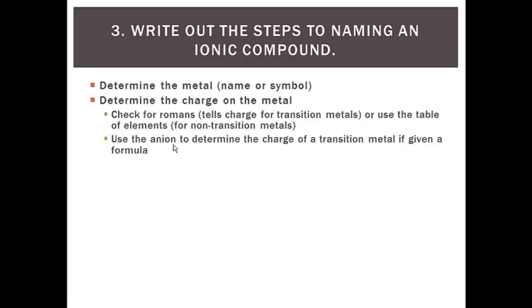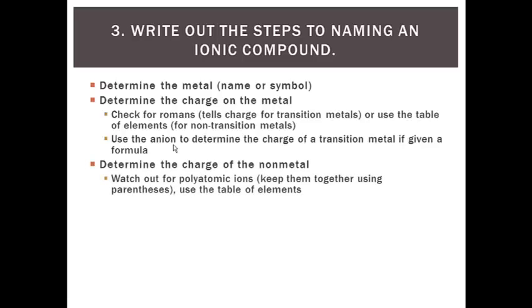If you are given a formula, you're trying to figure out the charge, so that's what we did for the lead(IV) nitrate. We looked at the anion, we looked at the thing that wasn't the metal, and kind of worked backwards to determine the charge that the metal must have. Determine the charge of the nonmetal. So watch out for polyatomic ions, and you can use parentheses to kind of keep those together. Those have one overall charge. Most of them are negative. And then use the table of elements, if you have an element, just to figure out the charge.